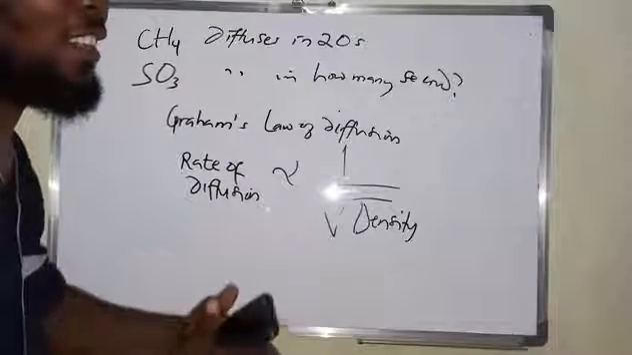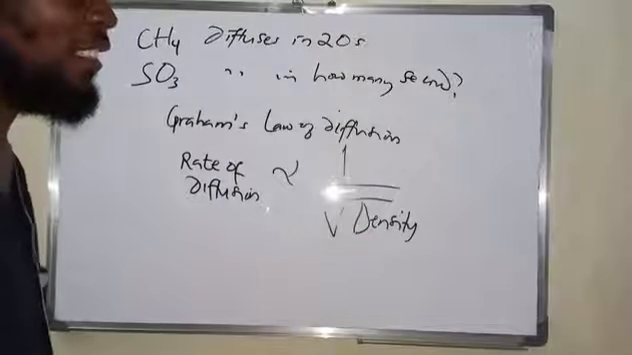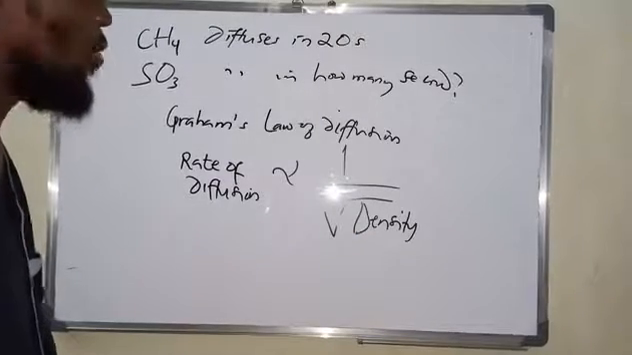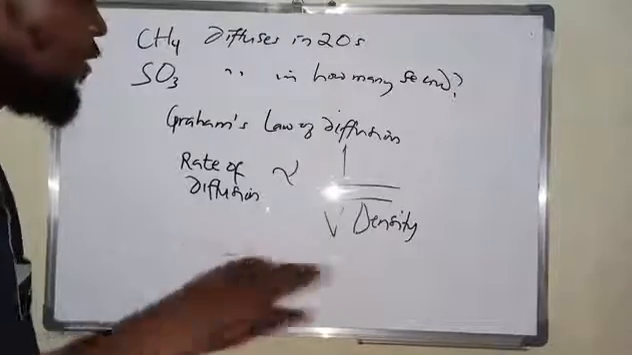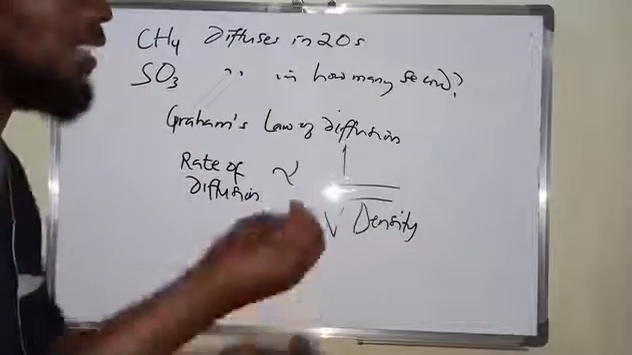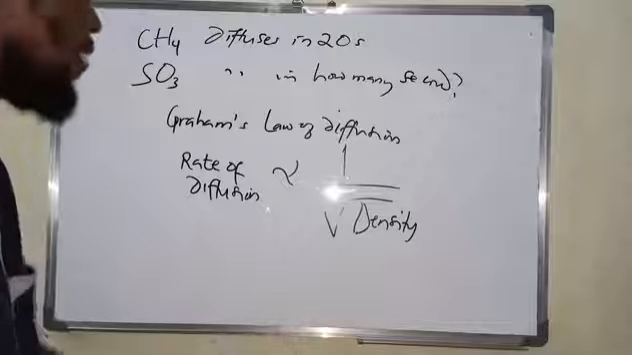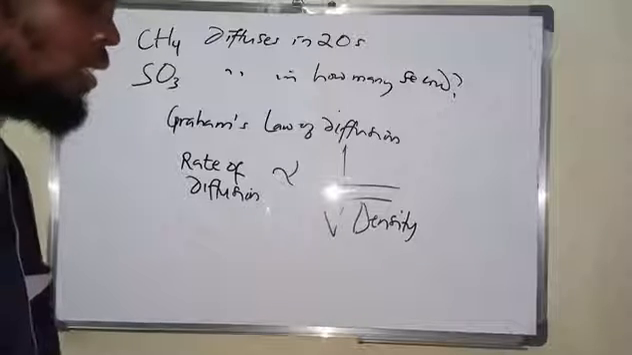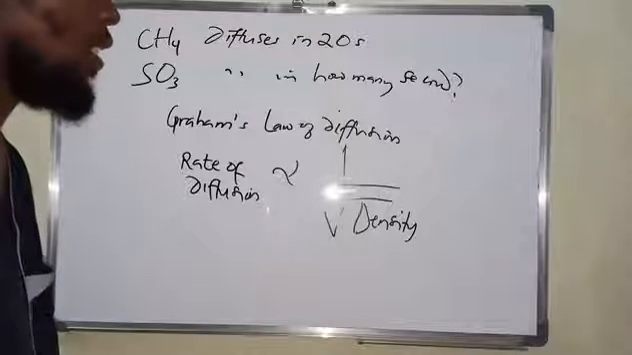So if the gas is very highly dense, the quantity of heat that will diffuse per unit time will be less than when it is a less dense gas. This is what the law is trying to say.